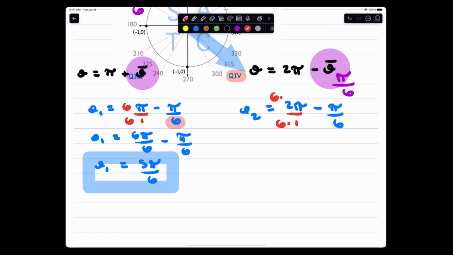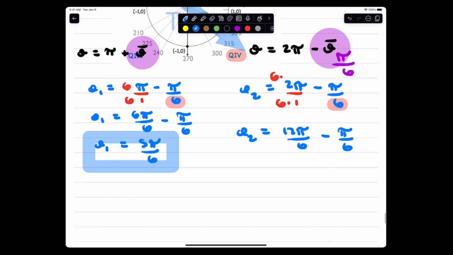6 times 6 times. You say, why use the 6? This is the number down here that helps you. So, ladies and gentlemen, theta 2 is going to be what now? Good. 12 pi over 6 minus what? And that's going to give you what? 11 pi over 6.